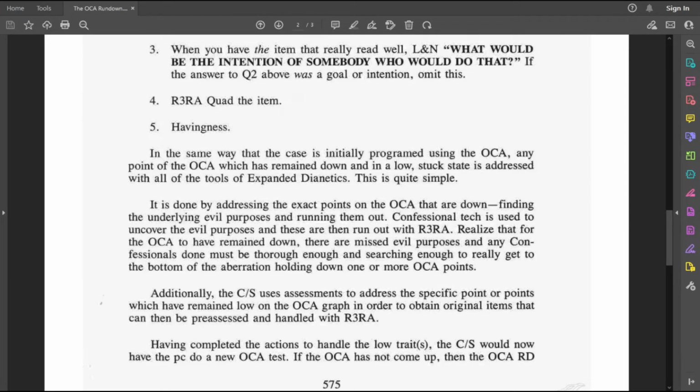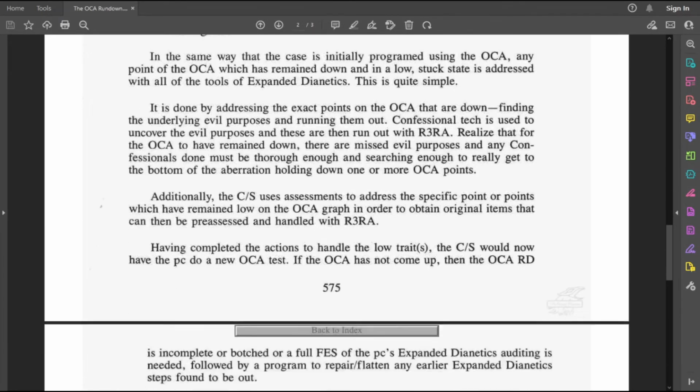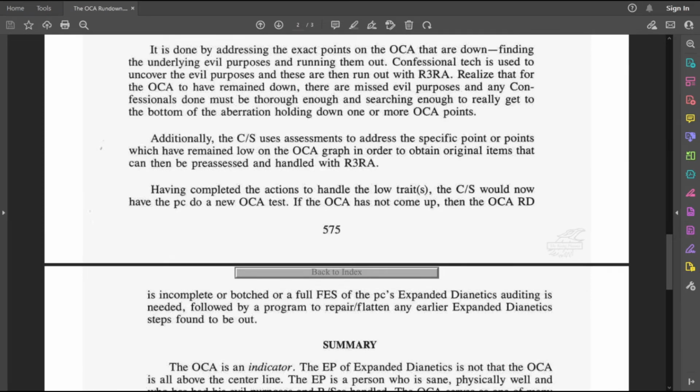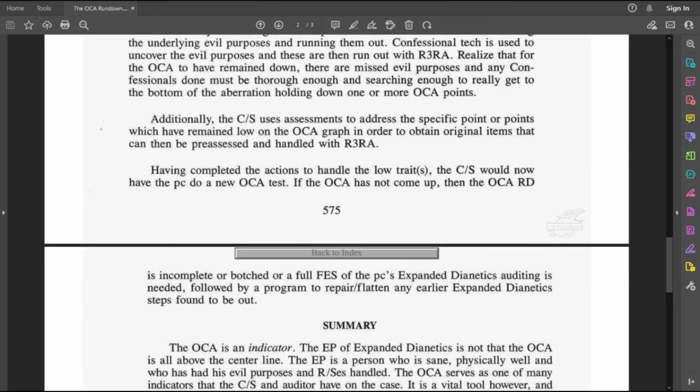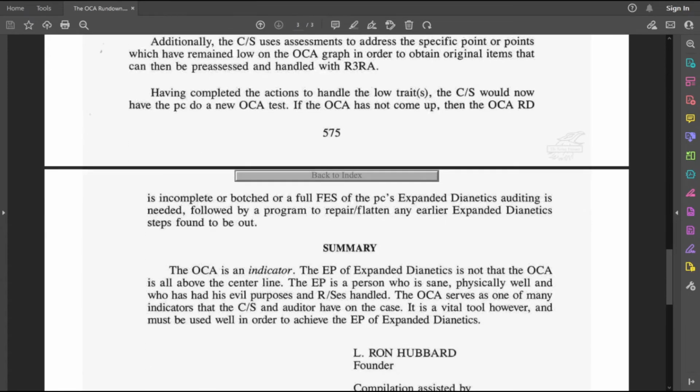Additionally, the CS uses assessments to address the specific point or points which have remained low on the OCA graph in order to obtain original items that can then be pre-assessed and handled with R3RA. Having completed the actions to handle the low traits or trait, the CS would now have the PC do a new OCA test. If the OCA has not come up, then the OCA rundown is incomplete or botched, or a full folder error summary of the PC's Expanded Dianetics auditing is needed, followed by a program, which is at the PC's cost, of course, to repair or flatten any earlier Expanded Dianetics steps found to be out.